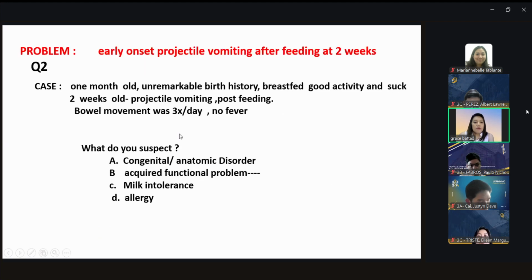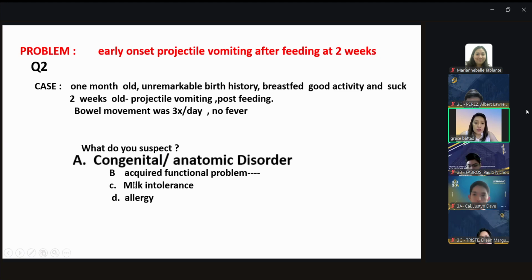Okay, so the same question at 2 weeks old, and you know that there was already projectile vomiting. What would you suspect? Is this cow milk allergy? Is this milk intolerance? Is this an acquired functional problem or gastroesophageal reflux? Or there might be a congenital anatomic disorder. Since it's a 1 month old, try to check first, it might be an anatomic.